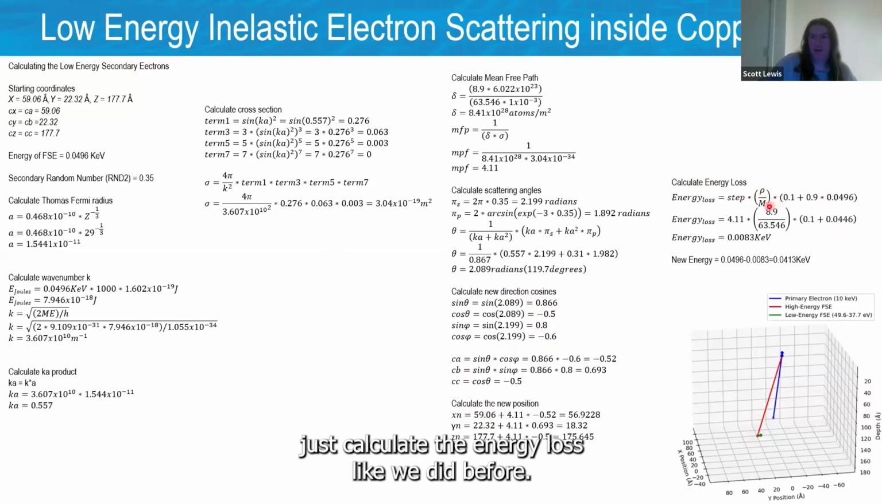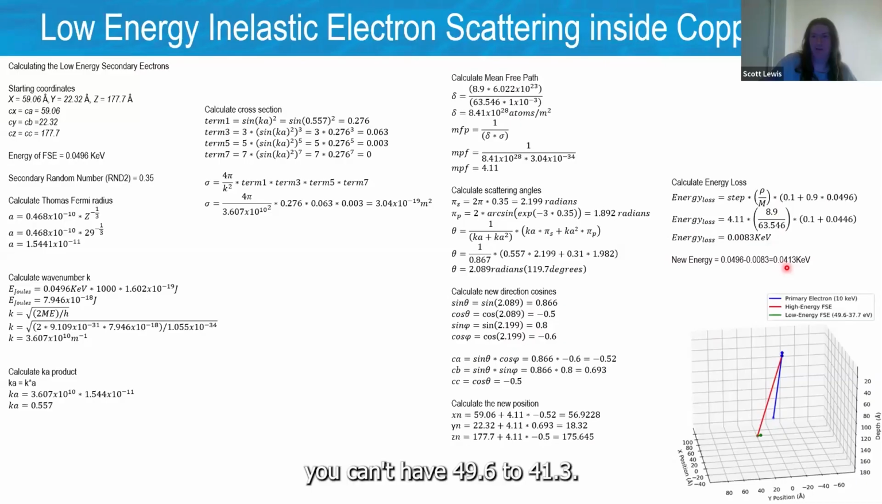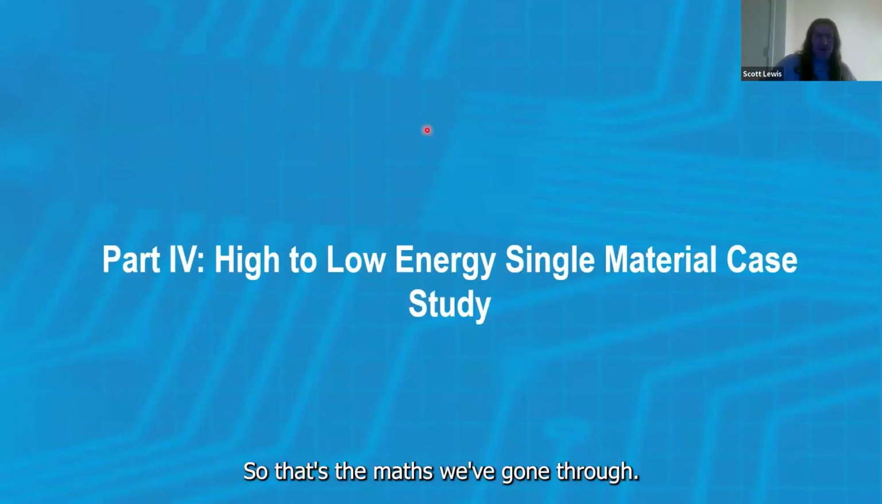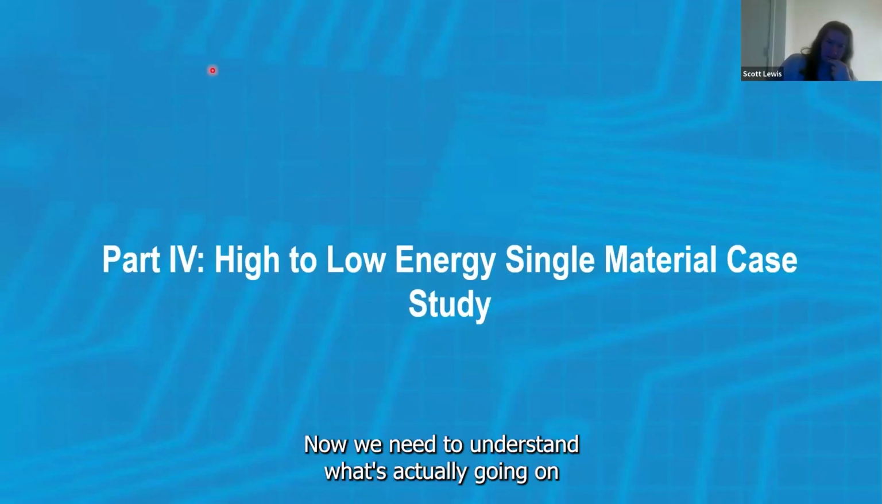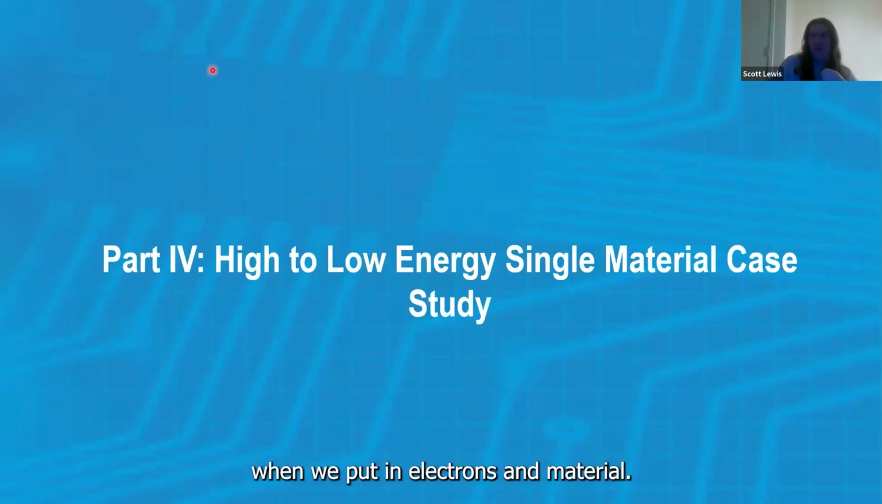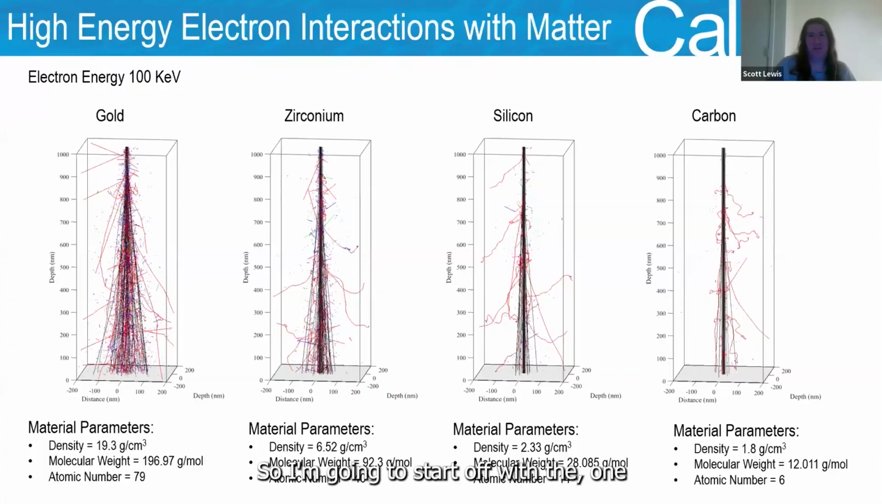And then we just calculate the energy loss like we did before. And essentially, we've gone from 49.6 to 41.3. Right. Okay, so that's the maths. We've gone through an example. Now we need to understand what's actually going on when we put 1 million electrons in a material. So I'm going to start off with the one atom material. So we've got gold, zirconium, silicon, and carbon.